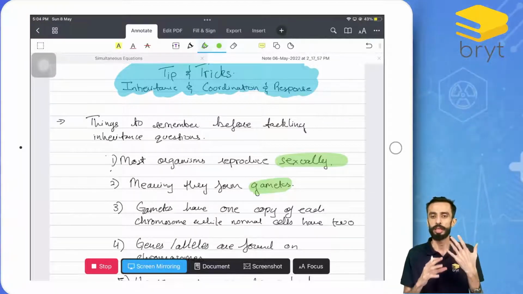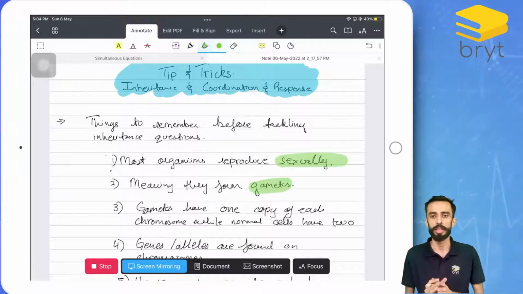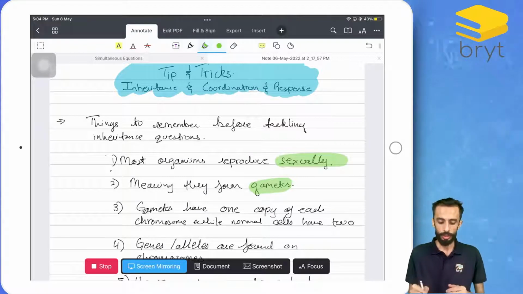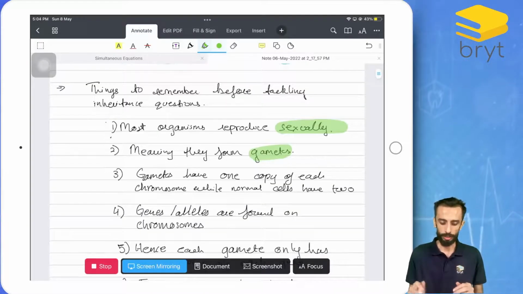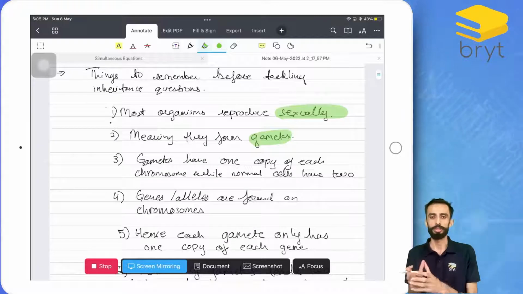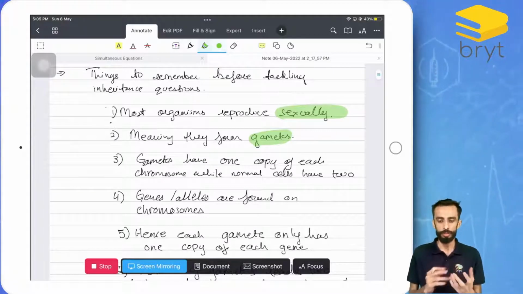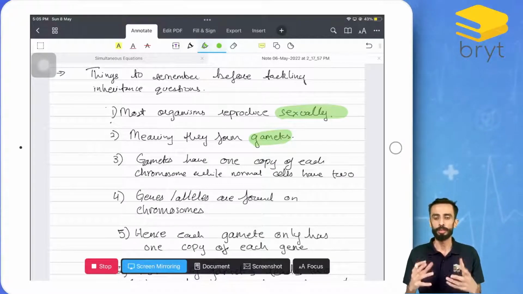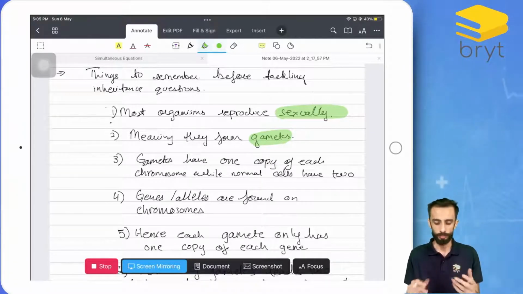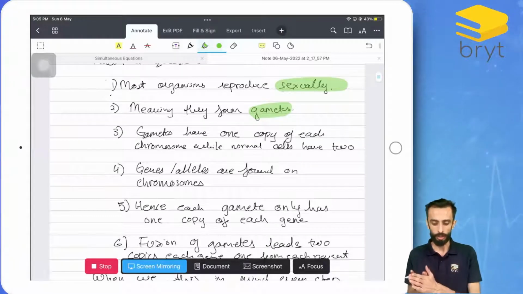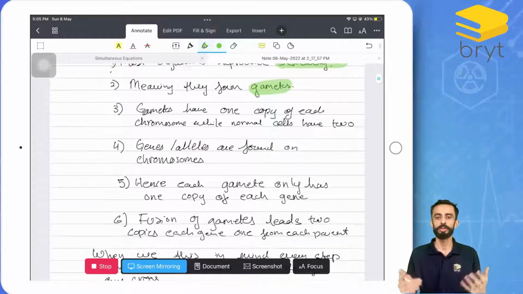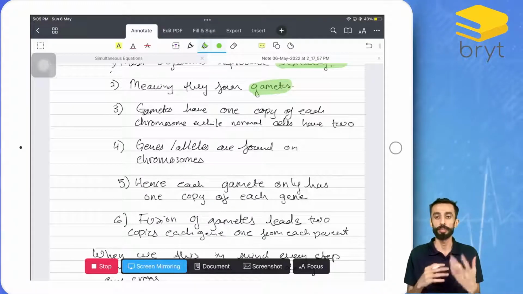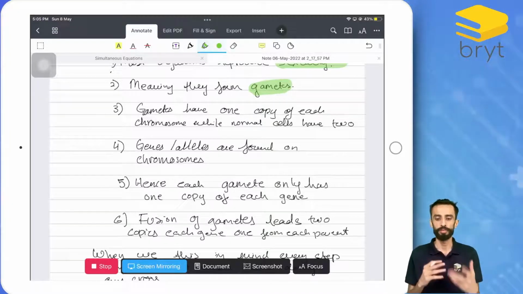So we're going to tackle how we interpret what inheritance patterns are telling us and how we solve these questions. Moving forward, we know that genes are found on chromosomes, and because each gamete has only one copy of each chromosome, it also has only one copy of each gene instead of two, while a diploid organism or a normal cell has two copies of each gene. Hence, fusion of gametes from two different individuals leads to very interesting combinations of different alleles that allow us to see inheritance patterns and predict genotypes and phenotypes.